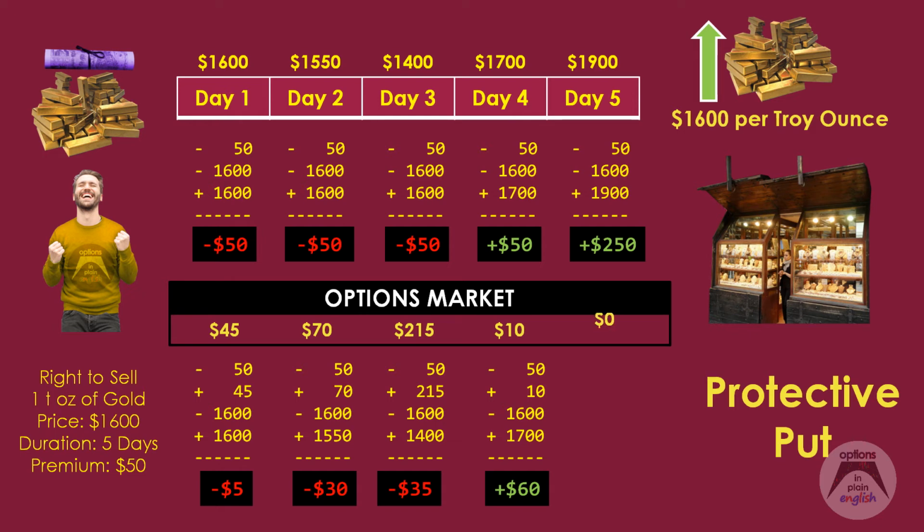On day 5, because we ran out of time, the contract goes down to 0, but you made money because now it's at 1,900. So you take the 50, you don't recover anything, but it goes from 1,600 to 1,900, the actual gold. So you have a profit of $250.